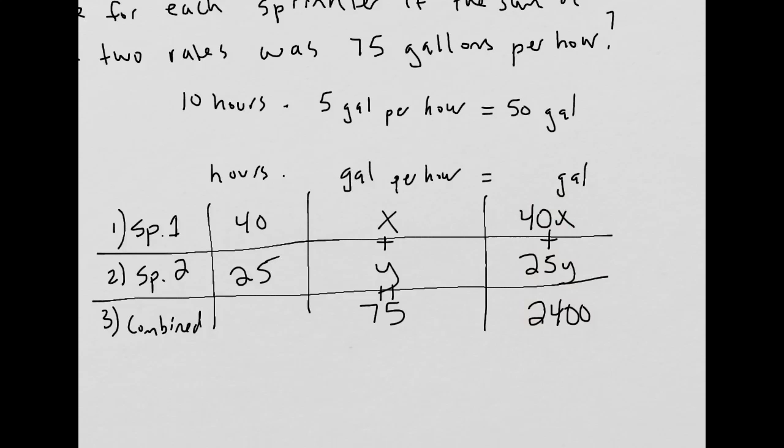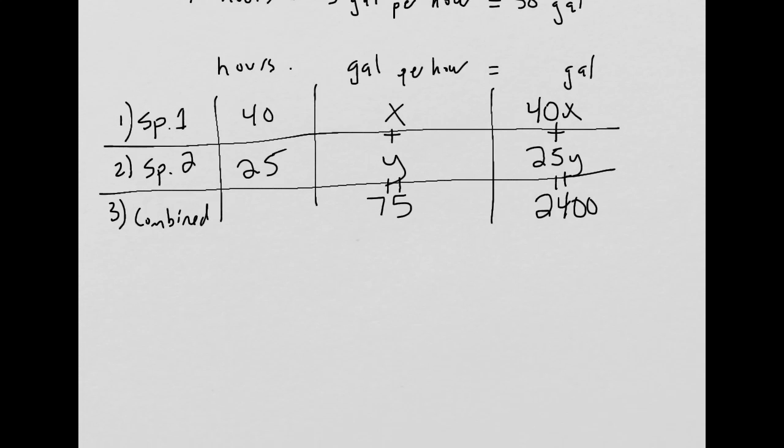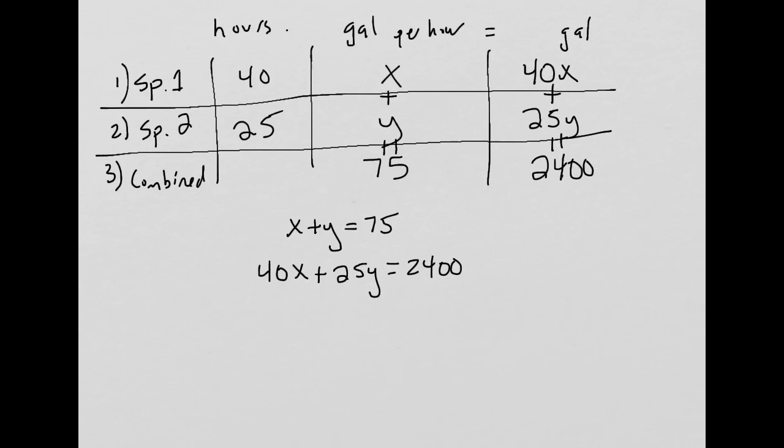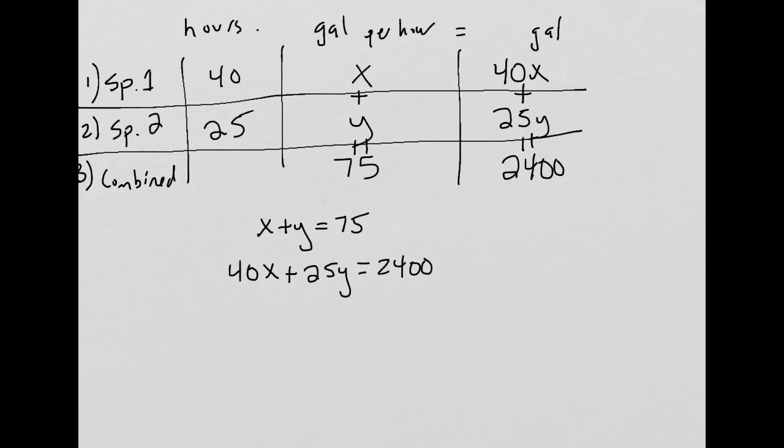So these two guys have to add together to equal 2,400. So now I've got two variables and two equations. The first equation is x plus y equals 75. The second equation is 40x plus 25y equals 2,400. Now I just want to solve this system of equations.